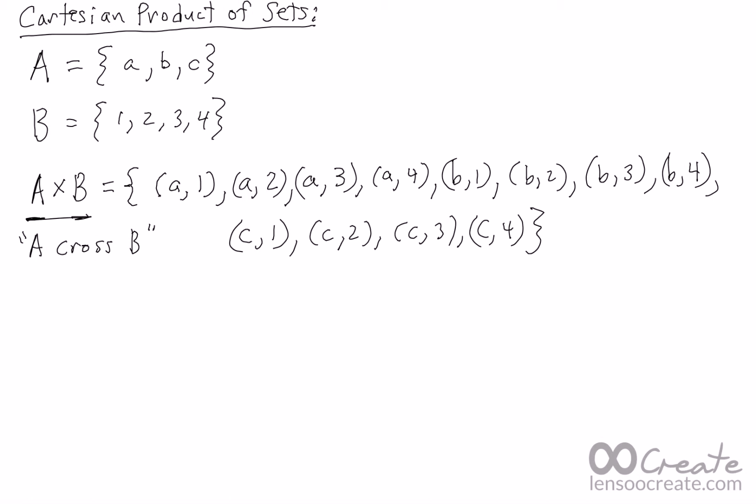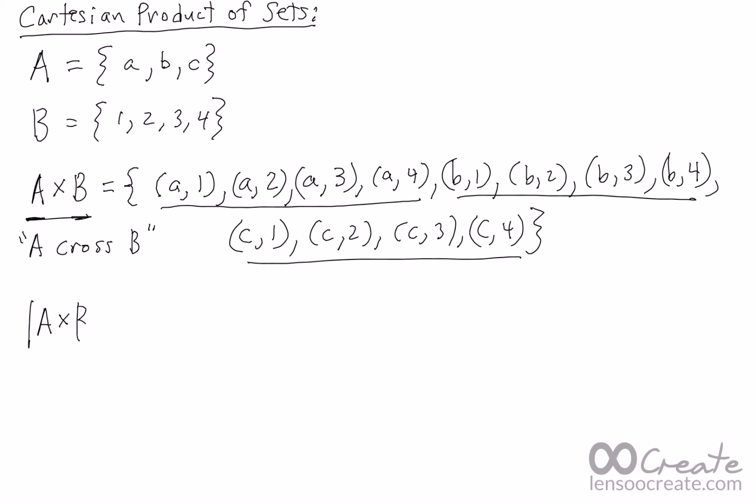And you can see now that I've got 12 elements in a set, 4 from each of the letters a, b, and c. And so the size of the cross product is 12 in this case. And we see that the size of A is 3, and the size of B is 4. Size is also called the order. And it turns out that the size of the cross product is the product of the size of the two sets. Okay?